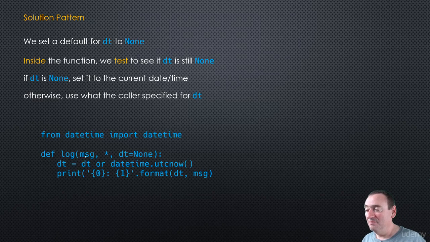So we might do something like this. We'll def log message, we'll put the star in again, and now we have our keyword-only argument, DT, and we set its default to None. And inside the function, we're going to test if DT is, now I'm using this OR Boolean operator. Recall from the previous lectures that when we have A or B, if A is truthy, it will return A. Otherwise, it returns B. Well, when is DT going to be truthy? If it has a value. In other words, if the user specified a value. So if they did, we'll just use the value. Otherwise, we'll go ahead and grab the current UTC date and time.